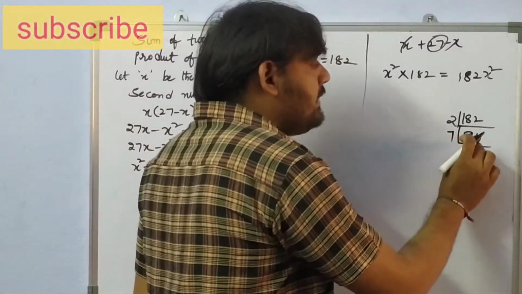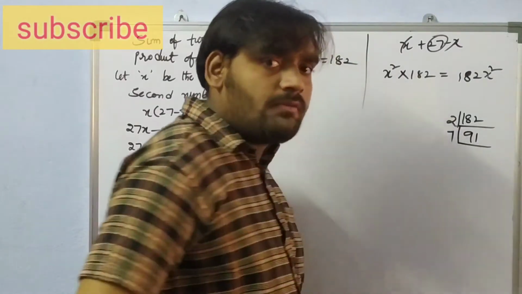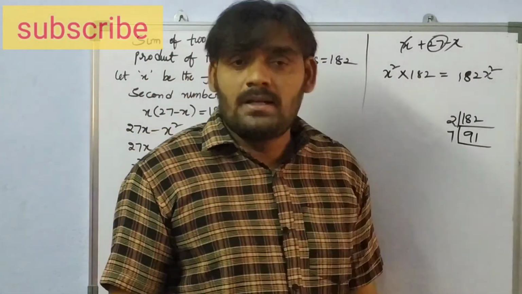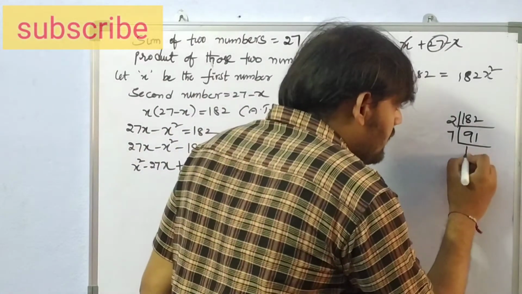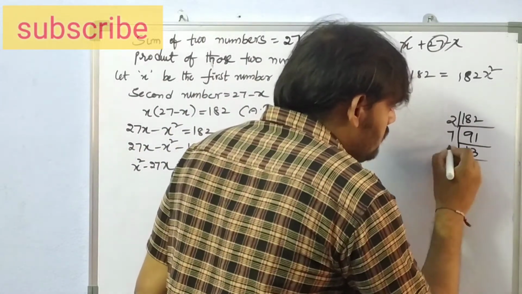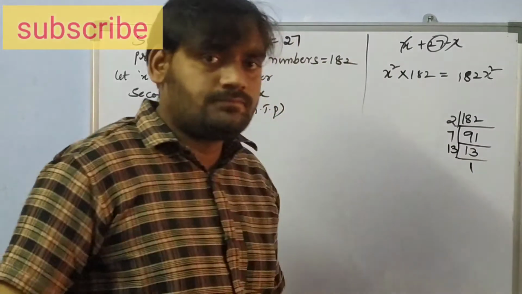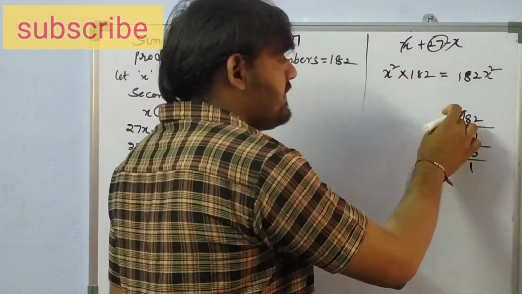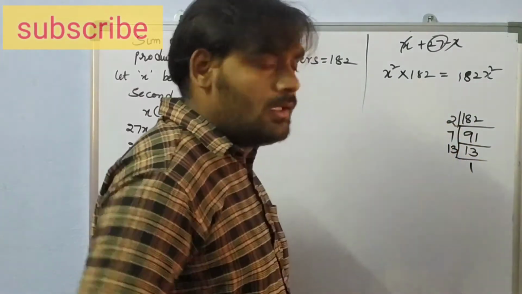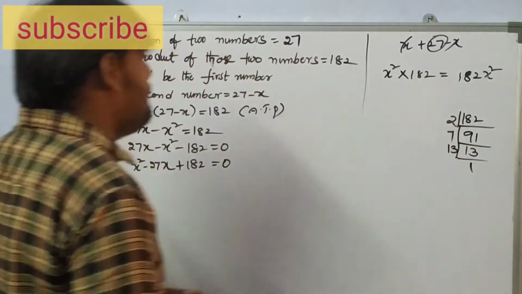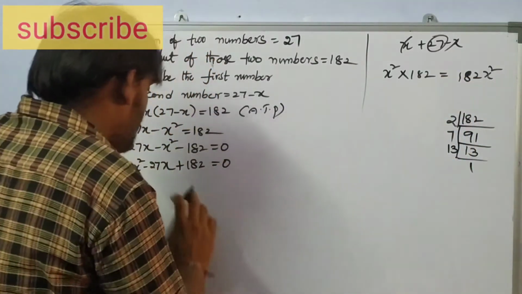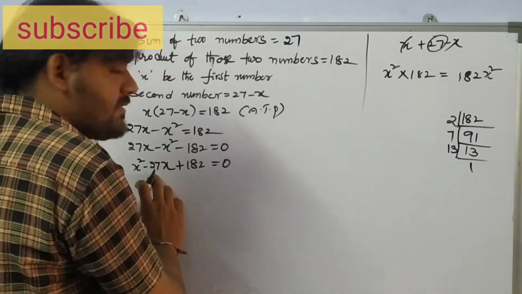So if you divide 91 with 7, what will you get? You will get quotient 13, because 13 sevens are 91. We all know that. Now here you will get 13. Now it will go once. See, for 182 the prime factors are 2, 7, 13. When we multiply, we need to get 182. When we add, we need to get minus 27.